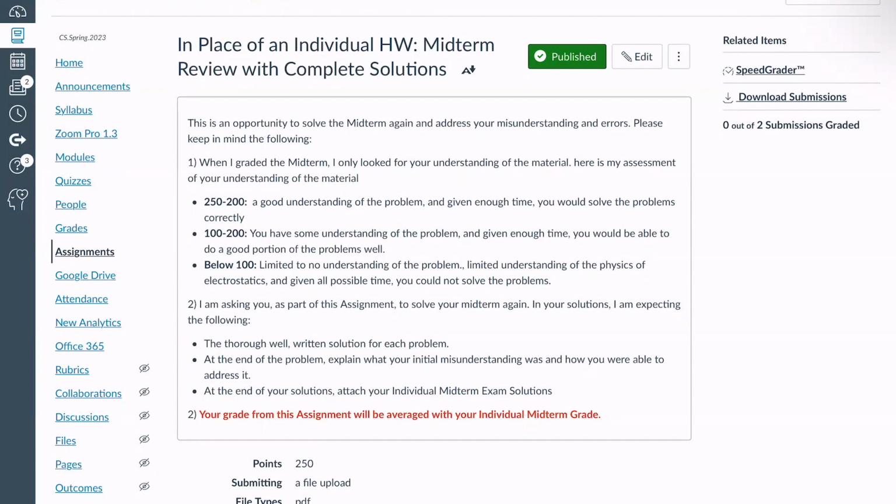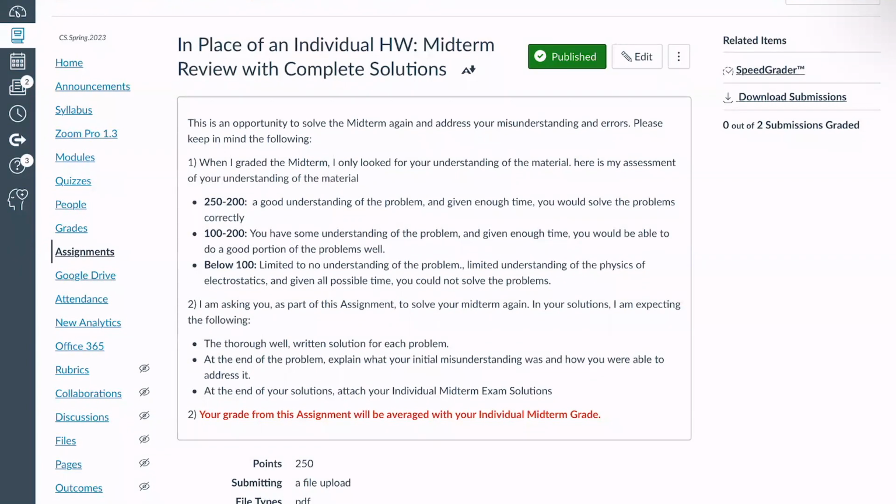And also at the end of your solutions, I would like you to attach your individual midterm exam solutions the way you have assigned them, so that I don't go back and forth. It's going to be easier for me to have everything in front of me when I grade it, because I will grade this myself. Okay.